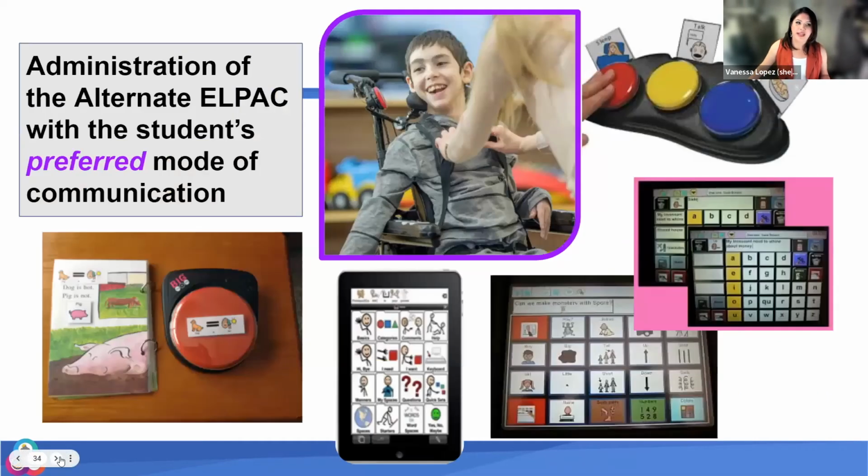Because we know that the administration of the alternate LPAC must be with the student's preferred mode of communication. So those individuals that are making these determinations have to have an understanding of what these modes of communication might be, what they look like, how to interact. It might be necessary that you program some information, that you prepare some buttons, some switches, so that the students have access to a preferred mode of communication. Next slide.